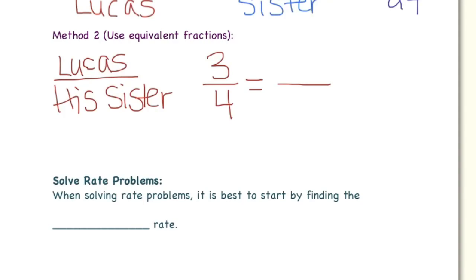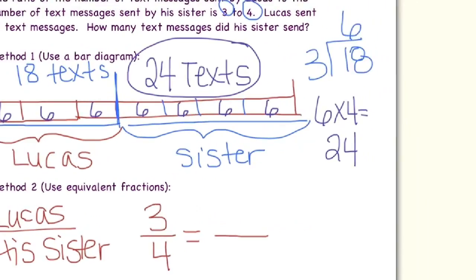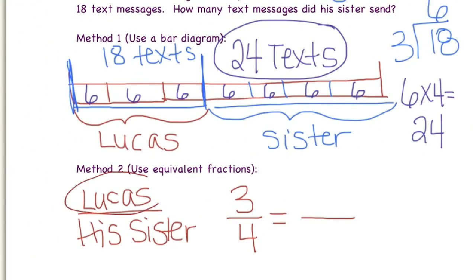Now, the information we were given in the problem, if we look up again, says that Lucas sent 18 text messages. So Lucas, we said, is our numerator. Since he sent 18 text messages, that's going to be our numerator. And the number of text messages his sister sent is our denominator, which is what we don't know. I'm just going to put a question mark for now. Of course, you could use a variable such as x to indicate that you don't know what that's going to be. So now we have to figure out, well, how can we get from 3 to 18?